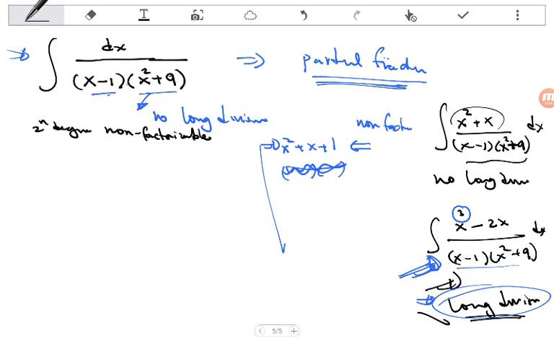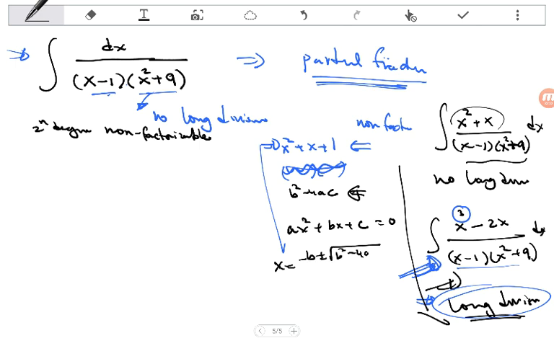Do you know the discriminant, which is b squared minus 4ac? Do you know what this is? If I had some quadratic equation ax squared plus bx plus c equal to 0, what are the solutions of this equation? x is equal to minus b plus or minus the root of b squared minus 4ac, all over 2a. Do you know this rule or not? This is a known rule for quadratic equations. Now, this is called the discriminant.